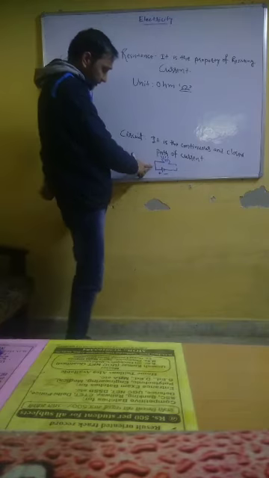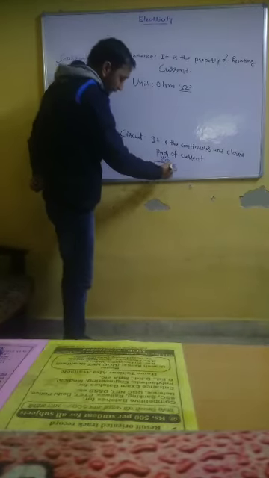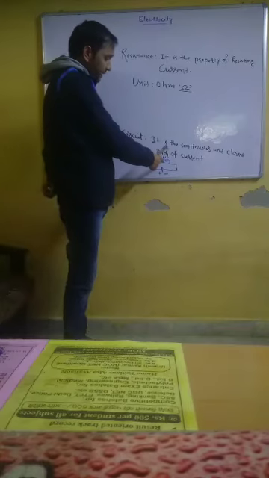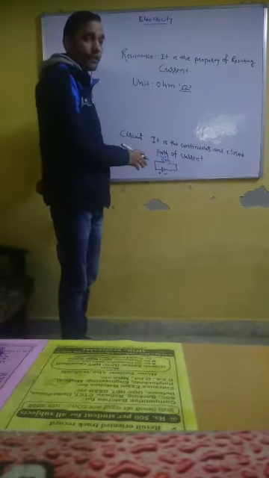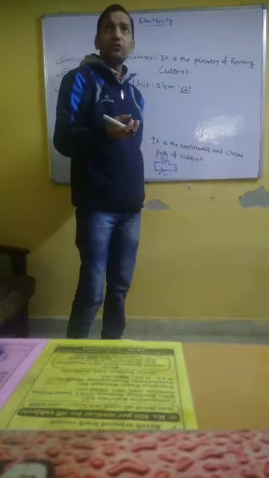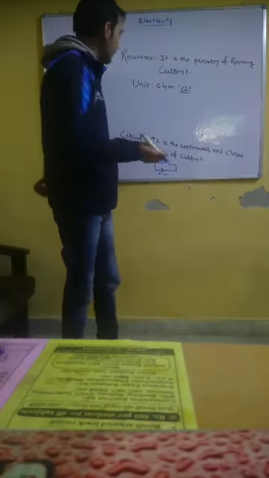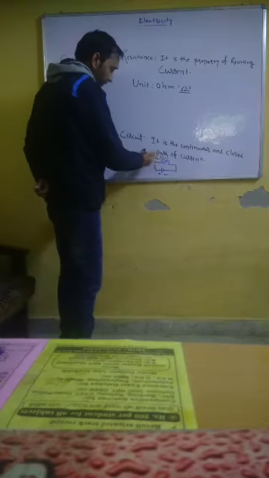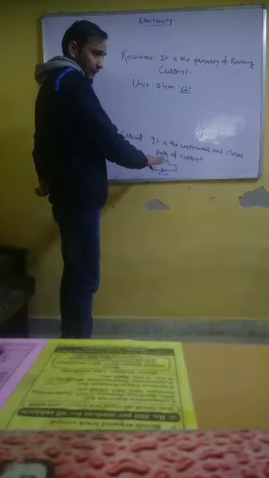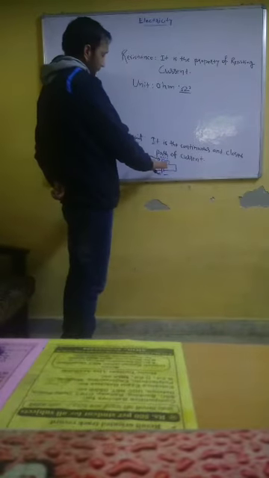Here we can see in this diagram the bulb. Bulb is also a resistor and it is resisting the flow of current, or we can say that any component which consumes electricity is known as resistance. Here bulb is a resistor and it is resisting the flow of electron or flow of charge.